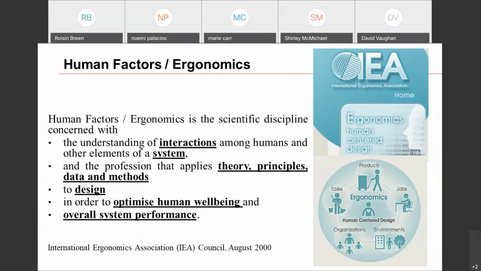Human factors or ergonomics is the scientific discipline concerned with understanding the interactions among humans and other elements of a system. And it's the profession that applies theory, principles, data and methods to design in order to optimize human well-being and overall system performance. The webinar today will be structured around these key terms. Traditionally, human factors professionals have been from either psychology or engineering. That's changing now, with more access to masters and different research programs for healthcare staff and different staff in general. I'll talk about that at the end.